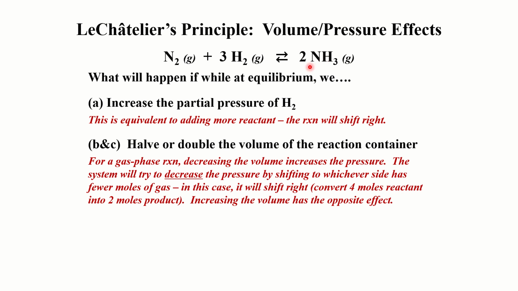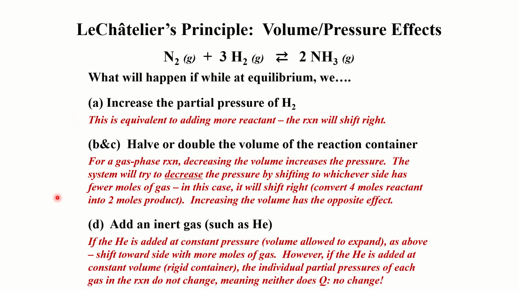The opposite is true if we double the volume. Increasing the volume decreases the pressure. In response, the system will try to increase the pressure by shifting to the side with more moles of gas. So if you double the volume, or decrease the pressure, the system will shift towards the side with more moles of gas. And so the answer to letter C, doubling the volume, would shift this reaction left towards the side with 4 moles of gas. Finally, add an inert gas such as helium.